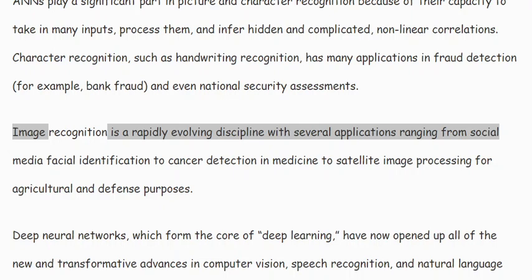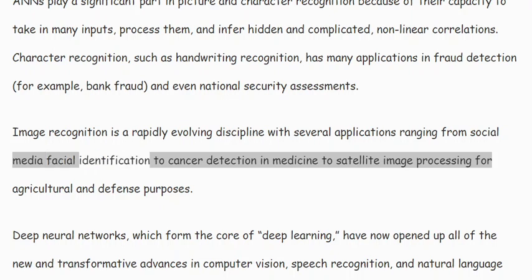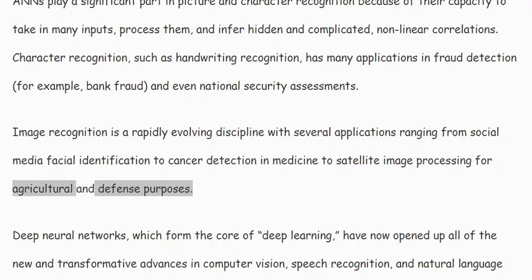Image recognition is a rapidly evolving discipline with several applications ranging from social media facial identification to cancer detection in medicine to satellite image processing for agricultural and defense purposes.